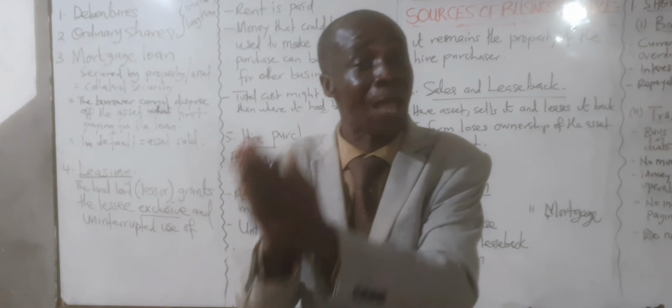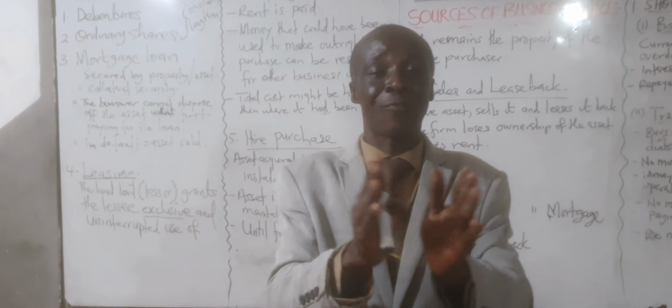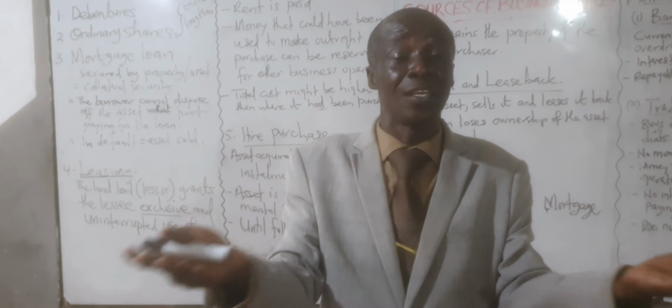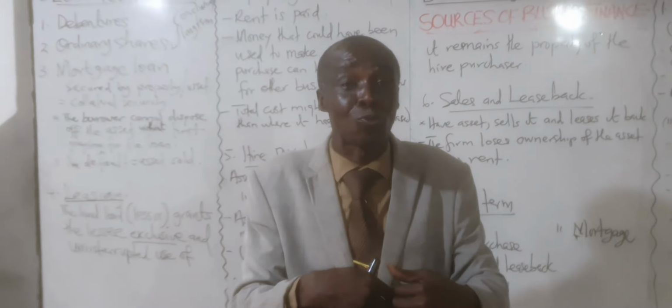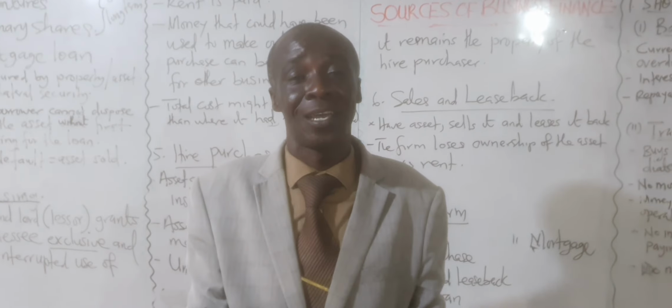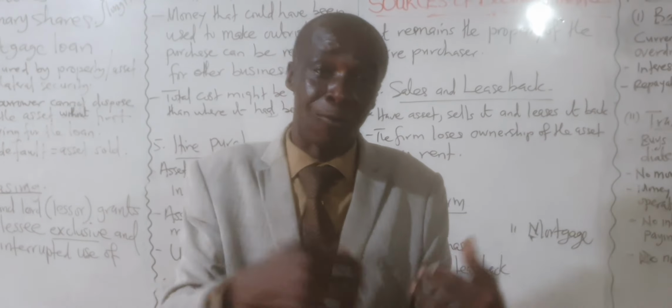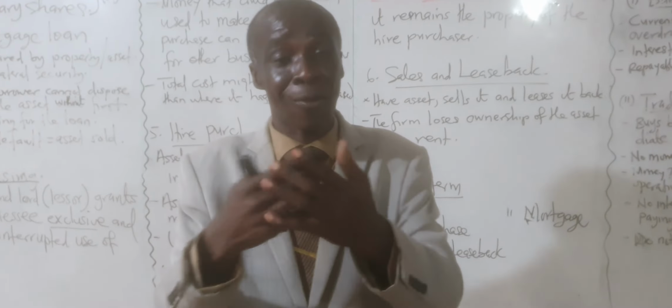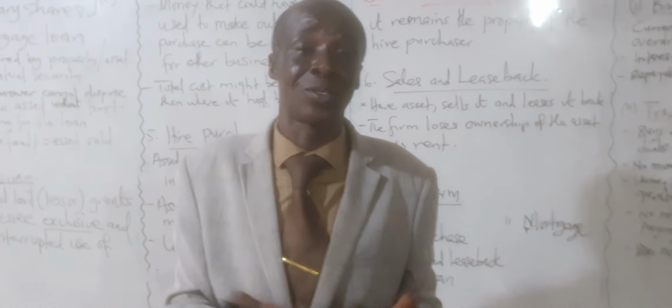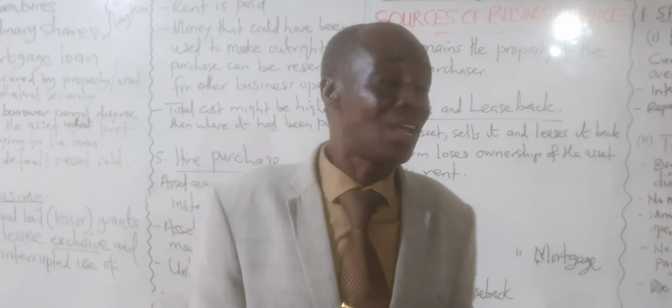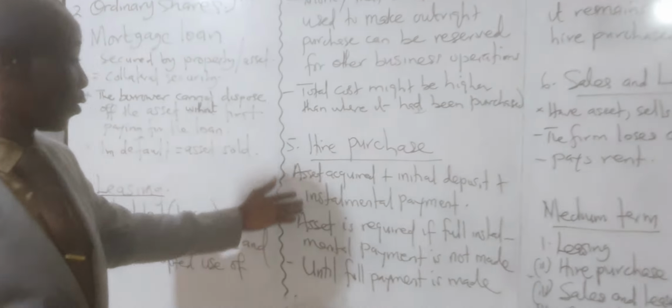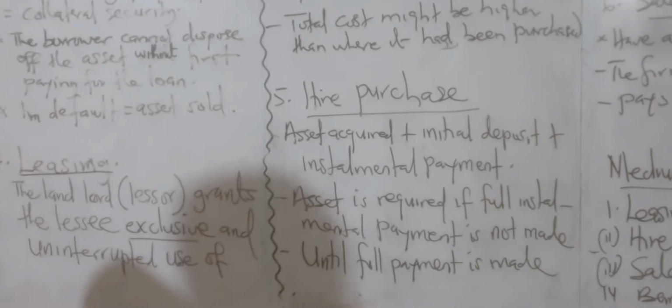If you are buying something on hire purchase, you pay more. But you see, the advantage is that you may not have the money to make an outright payment, and so hire purchase will allow you to acquire it and use it. You acquire and you use it. So that is a good thing about it. So that is for the hire purchase.